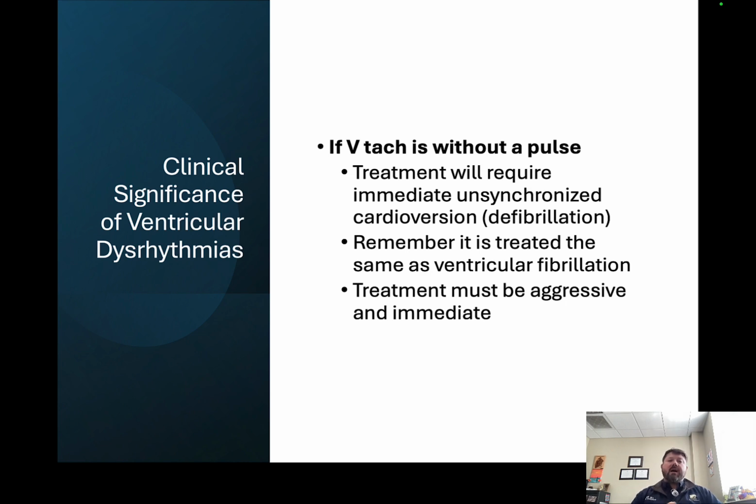If VTAC is without a pulse, treatment will require immediate unsynchronized cardioversion or defibrillation, and that is crucial. You've got to start CPR, and then you've got to shock this patient. Remember, it is treated the same as ventricular fibrillation, and you've got to be aggressive and immediate with your treatment.